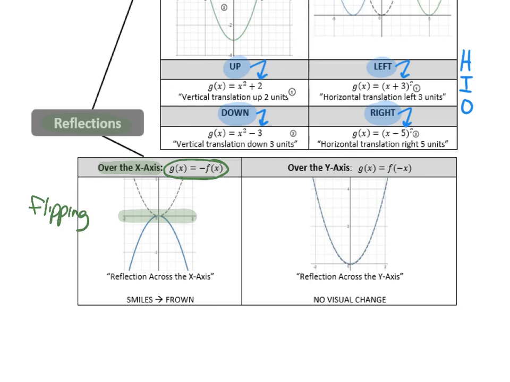We can also reflect over the y-axis. Where is the negative when I'm reflecting over the y-axis? In front of the parentheses. Is it inside or outside the parentheses? Inside.